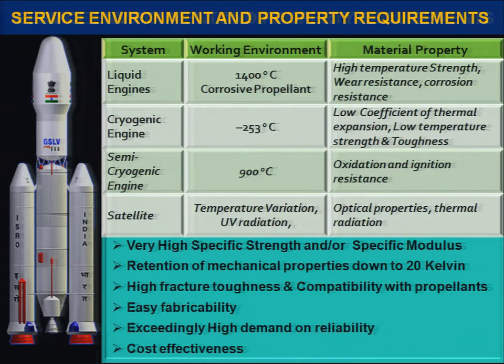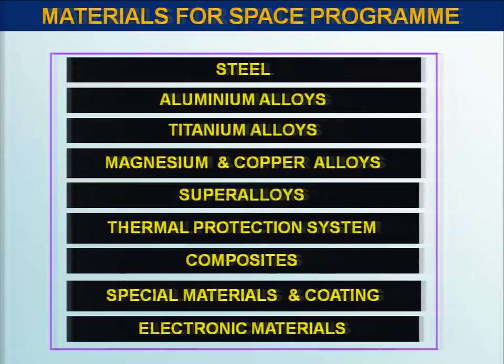Similarly, in semi-cryo engines, you need to reach up to 900 degrees. And in satellites, we need to handle large temperature excursions, and the materials should be able to sustain UV radiation. Optical properties and thermal radiation are issues one needs to worry about in the materials. Now, you require very high specific strength and specific modulus materials, retention of mechanical properties down to 20 Kelvin, easy fabricability, exceedingly high demand on performance reliability, and above all, we also need to worry about cost effectiveness. In the space program, we make use of steel, aluminum alloys, titanium alloys, magnesium and copper alloys, some super alloys, composites, special minerals and coatings, and also electronic materials.